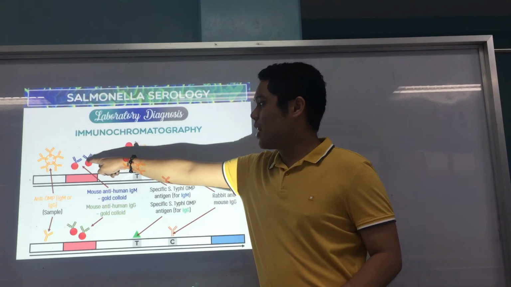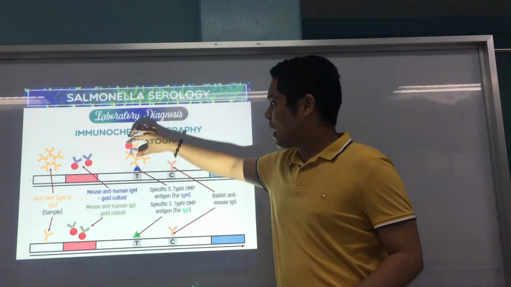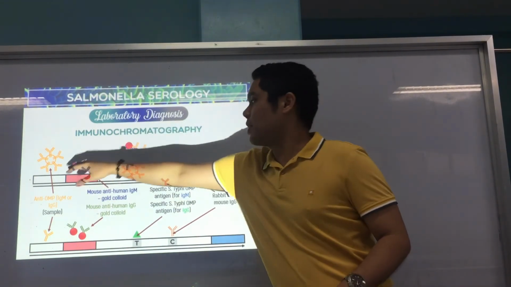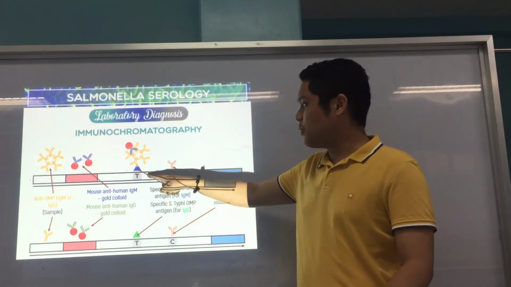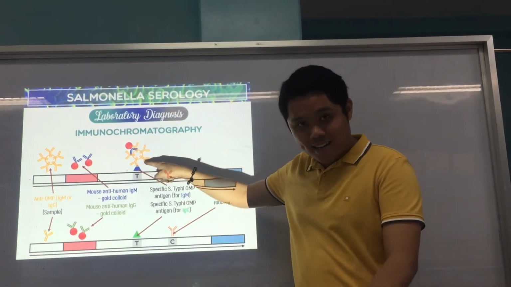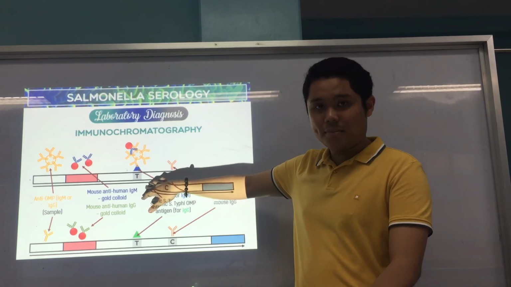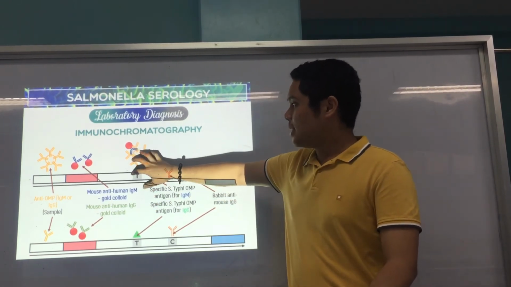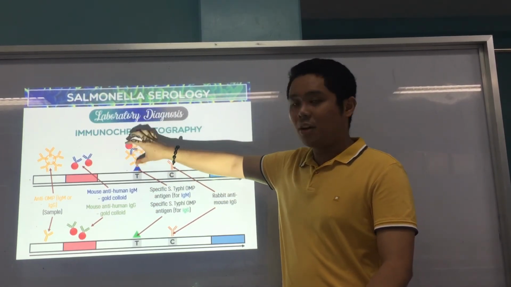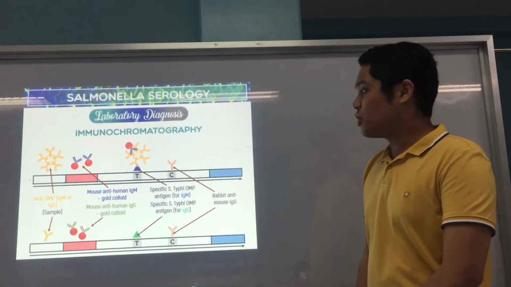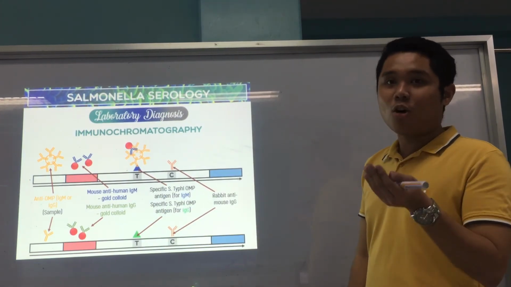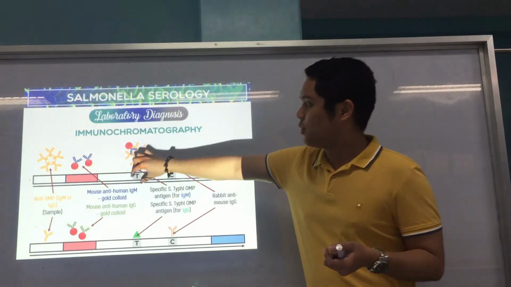It's anti-human IgM, so it captures the IgM. Once captured, it forms a complex. As it moves, I can capture it on your OMP antigen that was immobilized in the test line, right? The captured complex. Therefore, when you add the substrate, it will produce color on the test line.